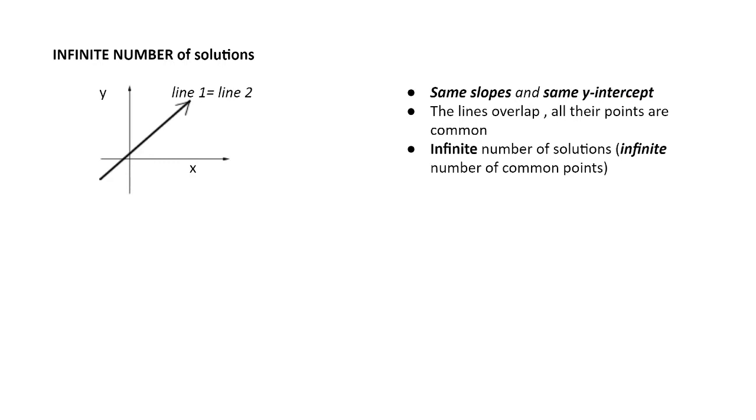So it's like plotting the same equation twice on the same grid, and because the equations are identical, they're just going to overlap each other. One's just going to go directly on top of the other. So because the lines overlap, all of their points are in common. So we can therefore say that there is an infinite number of solutions. There are infinite places where these two lines are intersecting because they're the same. It's just one line on top of the other.